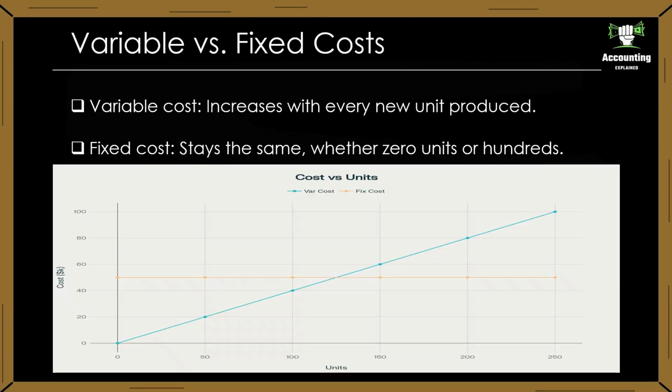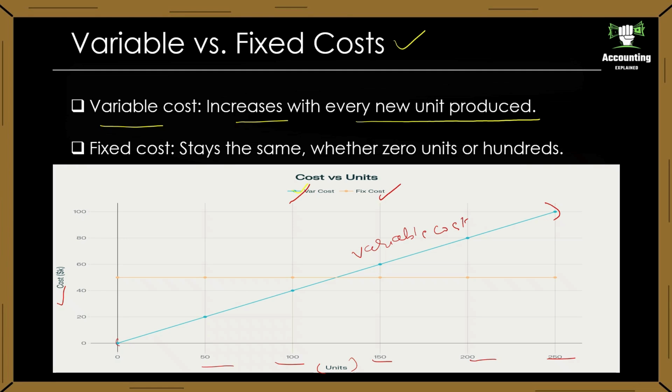Now we are going to learn in depth about variable and fixed cost. Variable cost increases with every unit produced. We can understand this with the graph. Here in the graph we have the blue line as variable cost and the orange line as fixed cost. On the x-axis you have units, on the y-axis you have cost in thousands. See, the variable cost line goes slanting upward, it rises. As the units increase, your variable cost is also increasing. So the blue line is your variable cost.